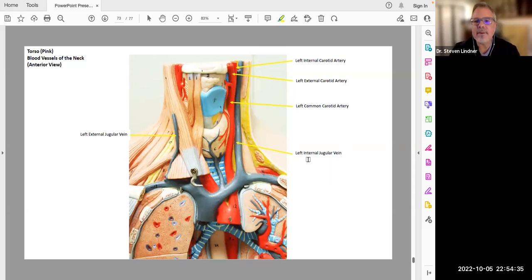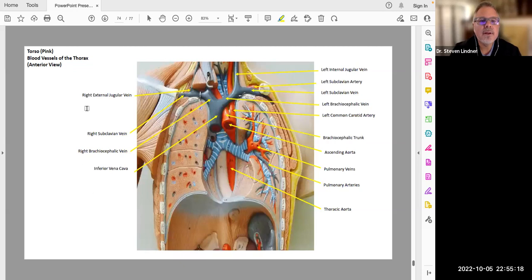The only thing is maybe this left internal jugular vein. That's important. Okay, left common carotid. And then the common divides into a left external and a left internal. Okay. Right here, following the sternocleidomastoid, that's the left external jugular vein. The external is going to lead right into this subclavian, which leads into the right brachiocephalic, which leads into the superior vena cava.